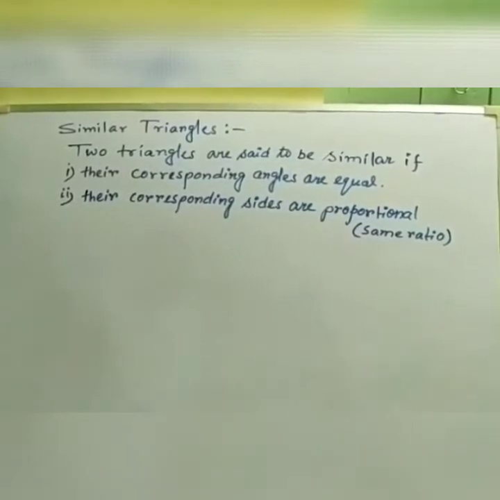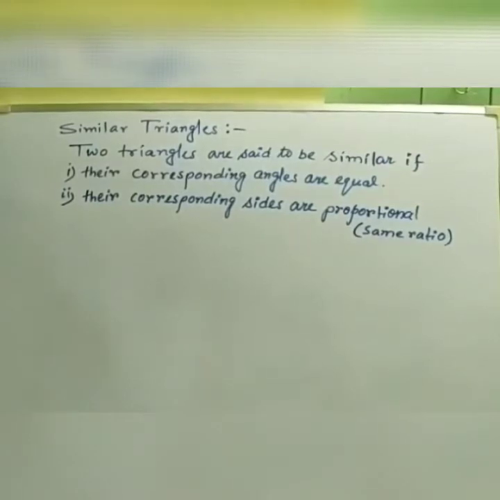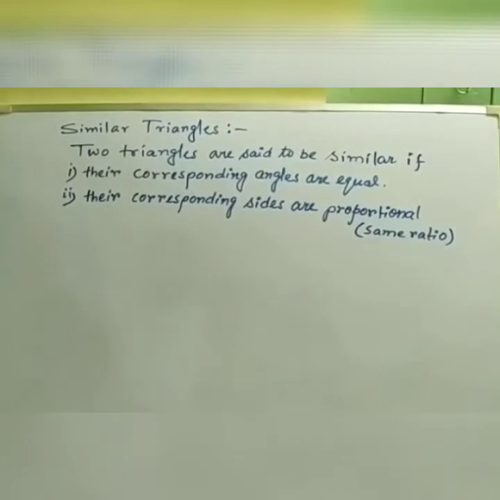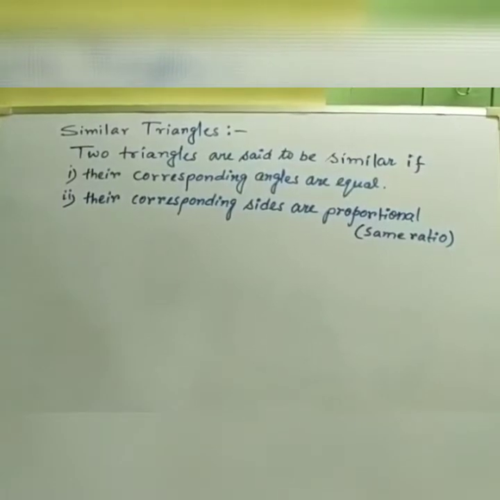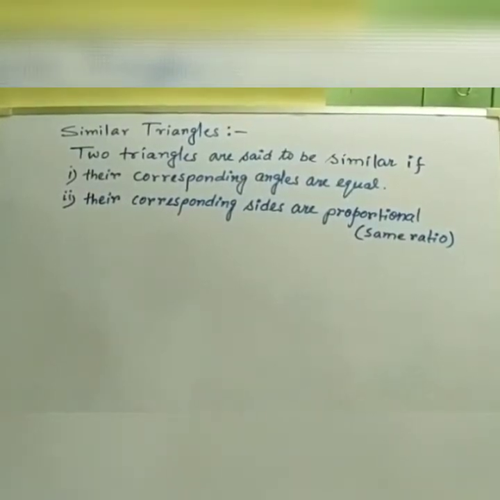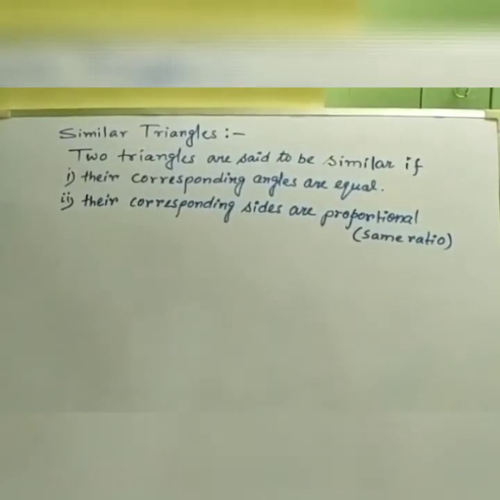Two triangles are said to be similar if, number one, their corresponding angles are equal, and number two, their corresponding sides are in the same ratio, that is proportional. So corresponding angles of both triangles must be equal, and their corresponding sides will be in the same ratio. Let us see some figures, and from there I will explain.